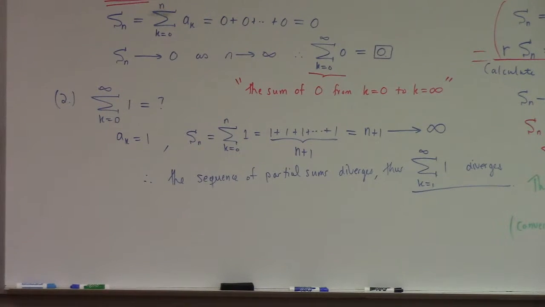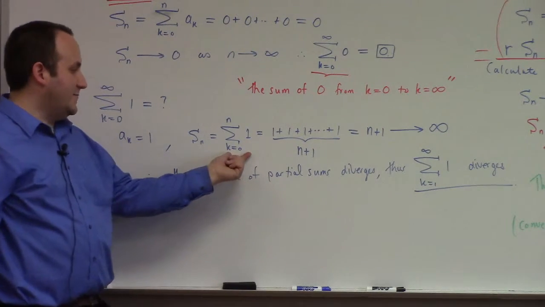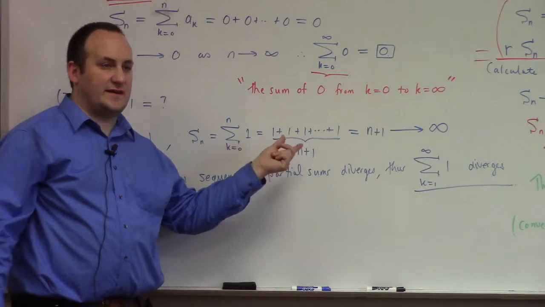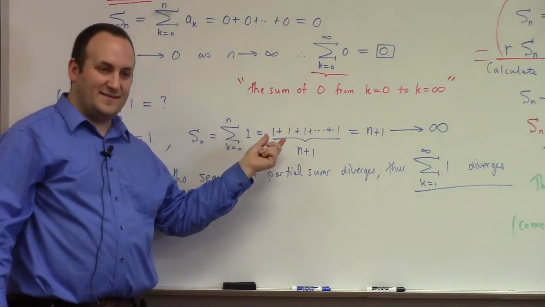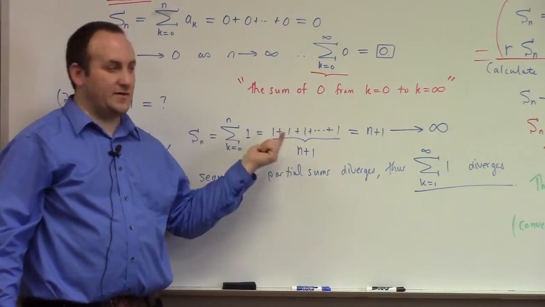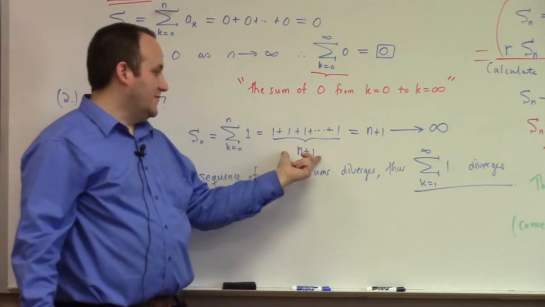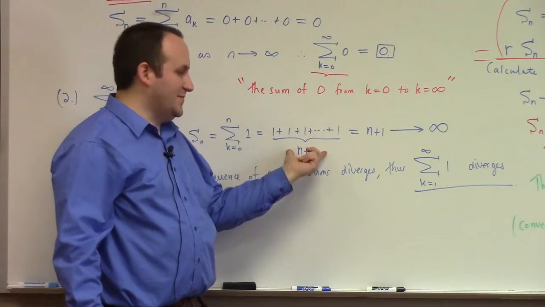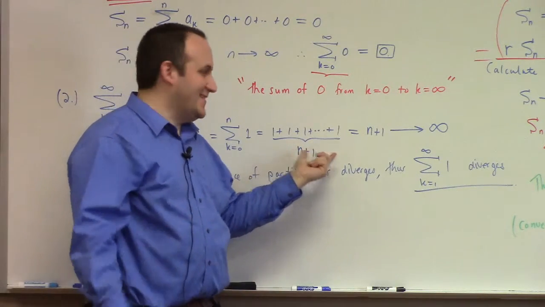So what's the nth partial sum now? We have to add 1 to itself how many times? N plus 1 times. Yeah, because 0 messes up the counting. There's n plus 1 ones here because we start at 0, right? If you add 1 to itself n plus 1 times, you get n plus 1.